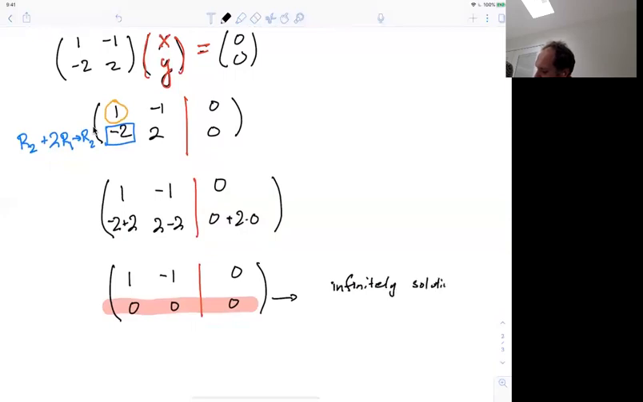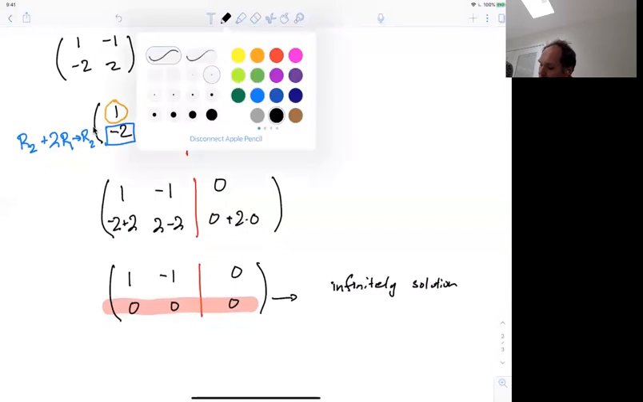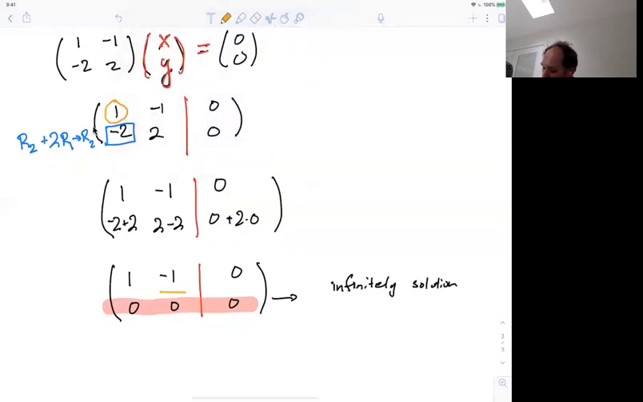More precisely, we never were able to pivot and do row operations keeping the y column fixed. So that's really what's going to strongly indicate infinitely many solutions. We're not concerned with solving this explicitly. We're just concerned with how many solutions there are.